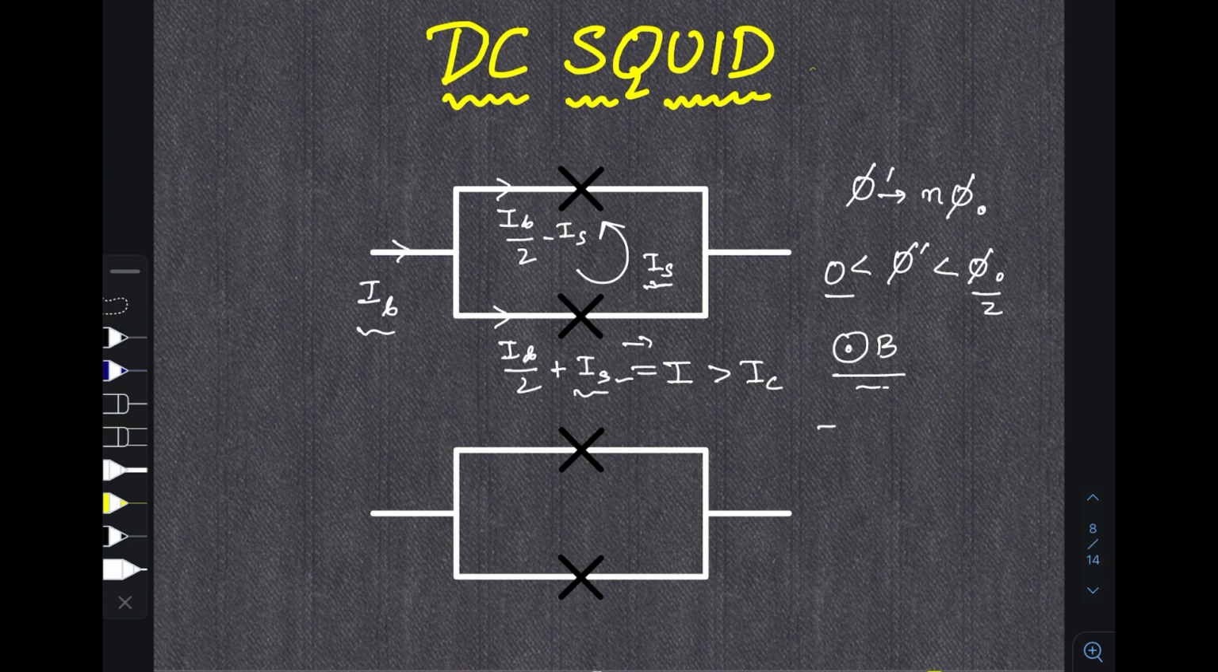So if a condition arises where IB by 2 plus IS is greater than IC, basically the bottom part of the circuit will become a normal ohmic resistance. So it won't be superconducting anymore. And similarly, as the bottom part is not superconducting anymore, the whole current will be going from the upper part, and this will lead to the consequence that the upper part will also become a resistor, because a large current is flowing from this part as this has become a resistor. So basically, once this condition is arrived, we can see that both of them become resistors.